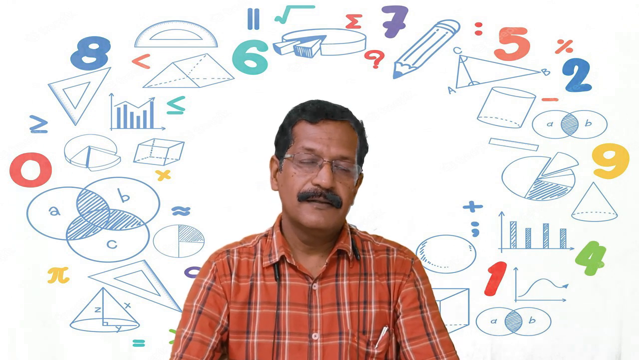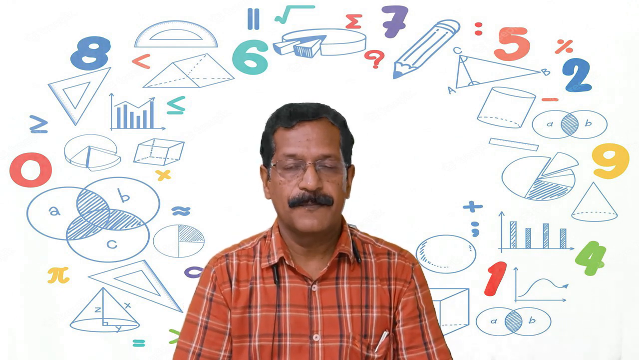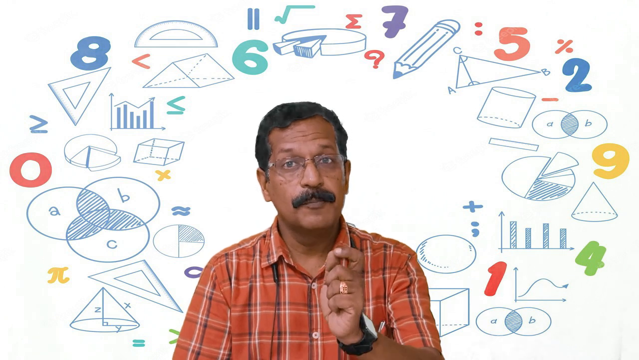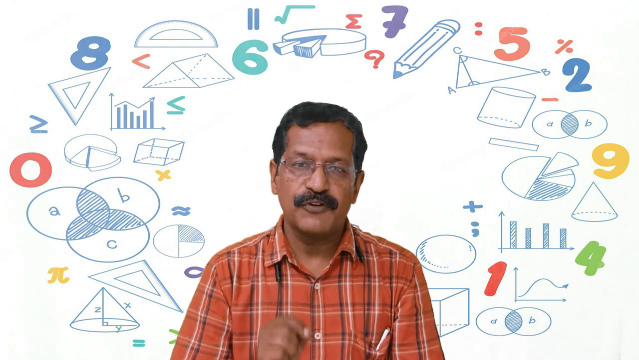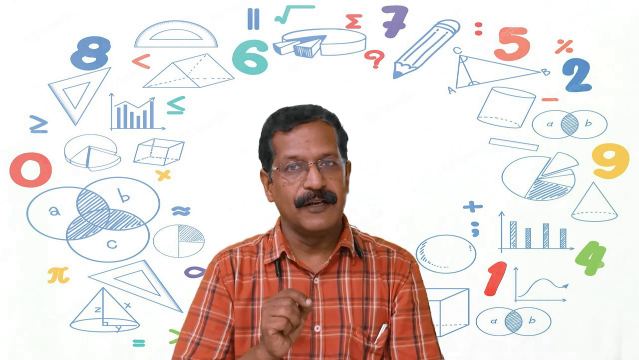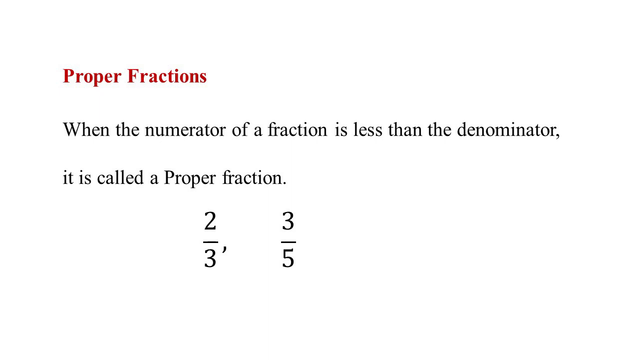Dear children, there are different types of fractions. The first one is proper fraction. When the numerator of a fraction is less than the denominator, it is called a proper fraction. For example, 2/3, 3/5, all are proper fractions.